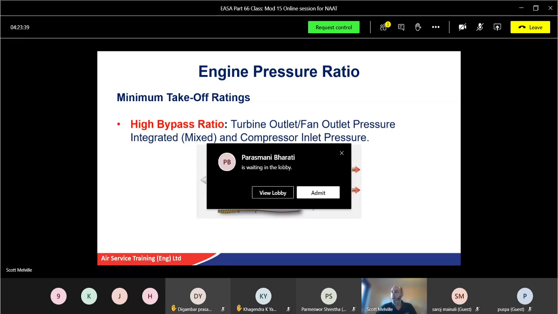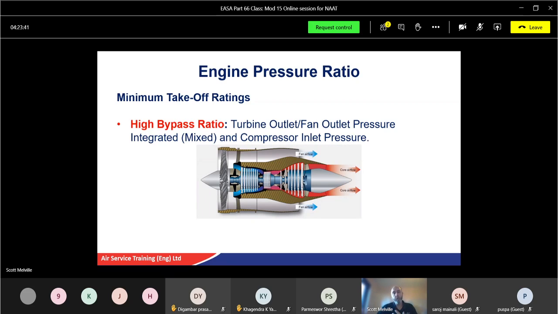And for a high bypass ratio engine, well, we mix a bit. Remember, we've got the cold stream air and we've got the hot stream air. So the hot stream from the core engine and the cold stream from the actual fan, which bypasses, and that mixes together. So now we've got two exit pressures comparing to the intake pressure. So we've got, as you see, turbine outlet and fan outlet. So basically the hot stream and the cold stream integrating together, being mixed, comparing to the compressor inlet as well. So that we call integrated EPR.